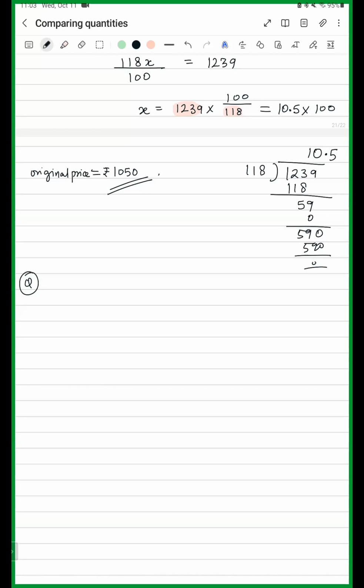Acha, no, wait a minute. In this, you have to state whether this is true or false. I lost the question, so you will have to tell me. Okay, found it. So you have to tell whether this is true or false.